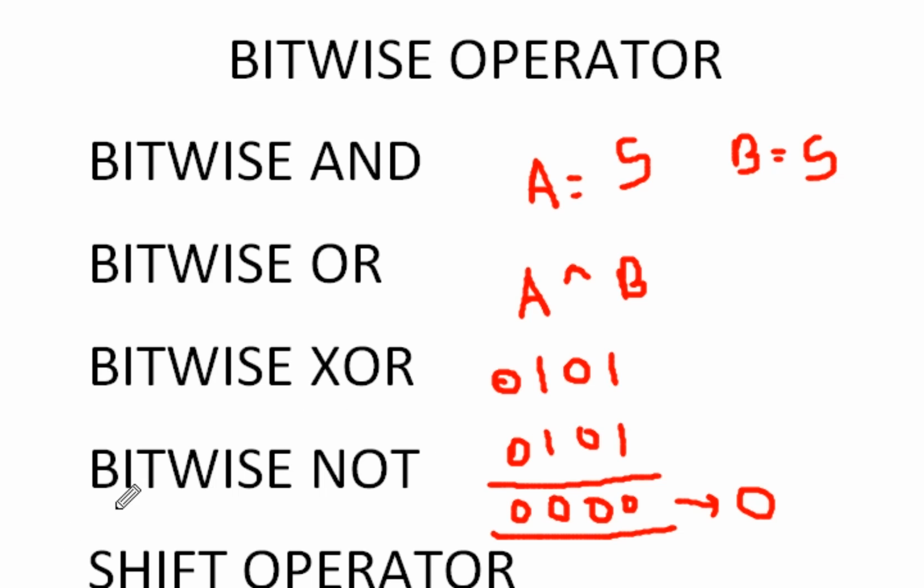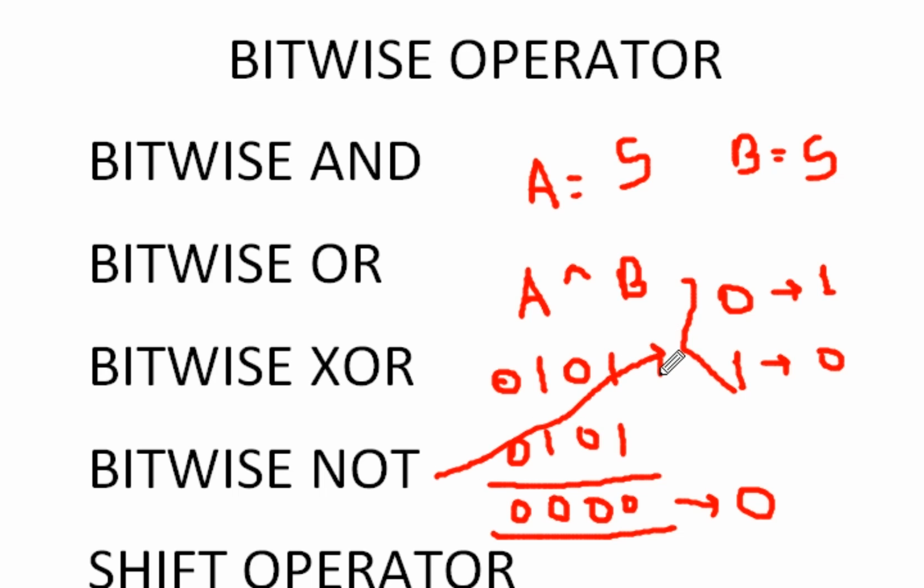Now bitwise NOT. Bitwise NOT just flips the value of 0 into 1 and 1 into 0. Suppose we have the value 0, then it will flip to 1, and if we have the value 1, then it will flip to 0. These operations are for bitwise NOT.